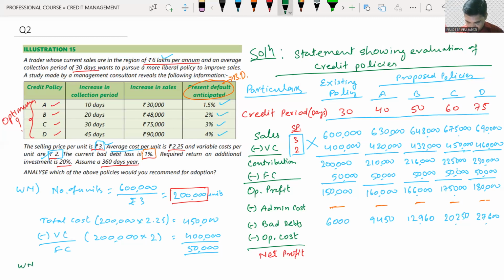Working note. Opportunity cost is equal to variable cost plus fixed cost into credit period divided by, if credit period is given in days, divide by total days of the year, and they have mentioned consider 360. If 360 is not given, then take 365, but they have mentioned take 360 days a year, into opportunity cost rate, which will be given in the question. This 20% is the opportunity cost. So 20%.